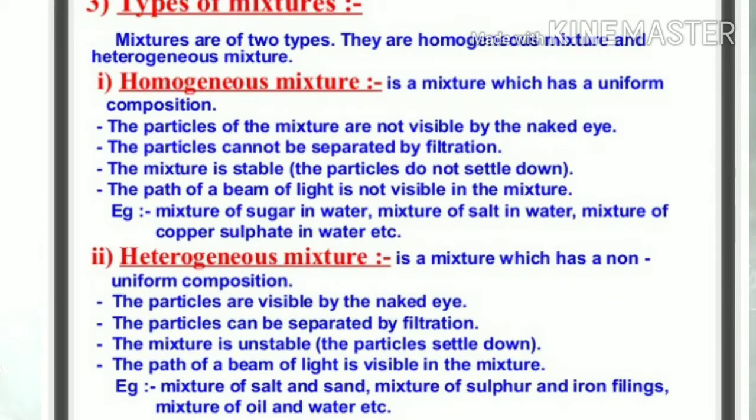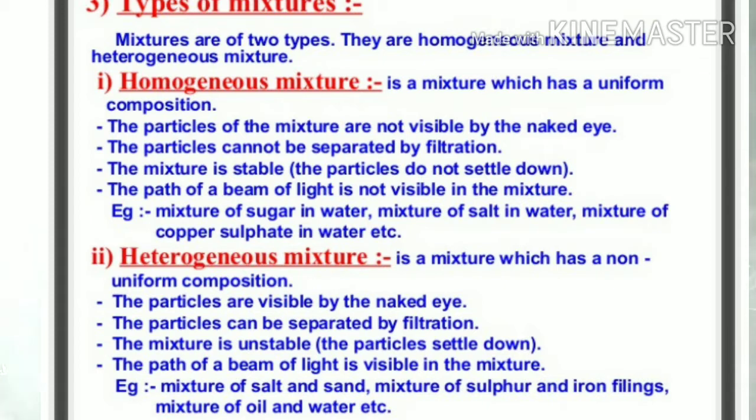Now let us see the types of mixture. Mixtures are of two types, that is homogeneous mixture and heterogeneous mixture. So what is meant by homogeneous mixture? A homogeneous mixture is a mixture which has uniform composition. A heterogeneous mixture is a mixture which has non-uniform composition. So now let us know briefly about homogeneous mixture and heterogeneous mixture.